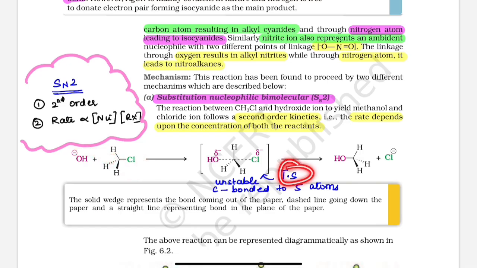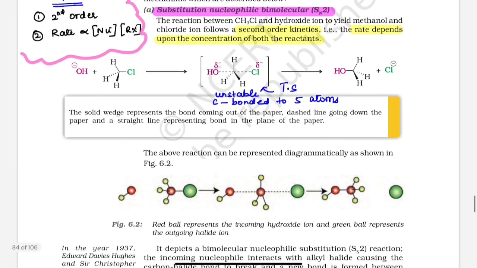So a transition state will be there. In the transition state you can see the bond is formed by OH and here the bond is breaking simultaneously. And this transition state is unstable. Why it is unstable? Because carbon is bonded to 5 atoms. You can see 1, 2, 3, 4, 5. So this carbon atom is bonded to 5 other atoms. Therefore, it is highly unstable in nature. And this is the product formed.